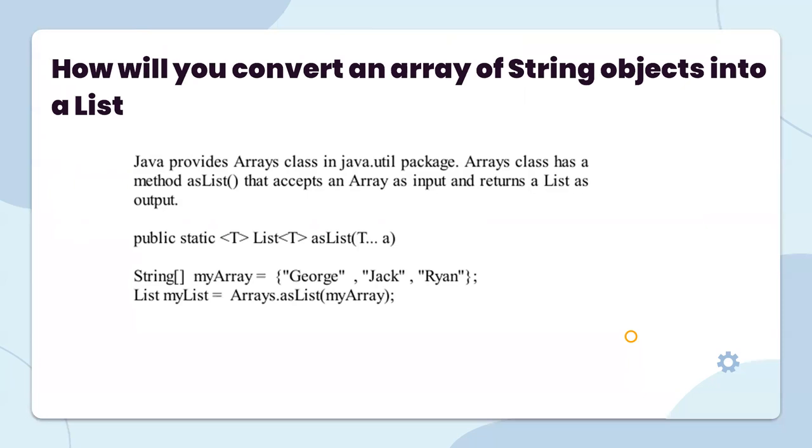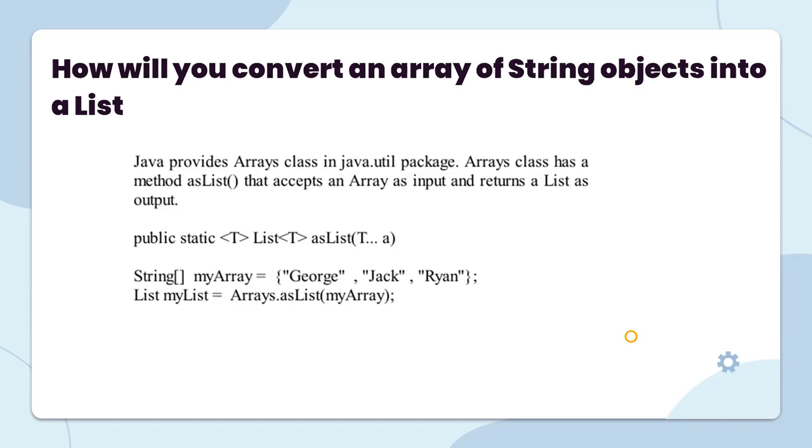So now here is the example. You can see public static <T> means any kind of generic type you can pass here. List<T> asList. What is the method we have? asList, and pass your array. Which object you want, you can pass and that will convert into the list.